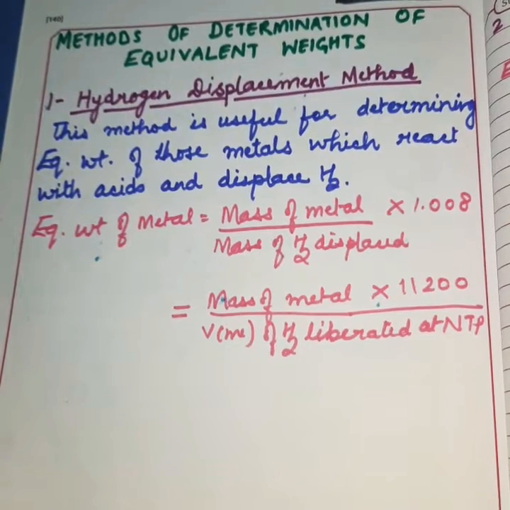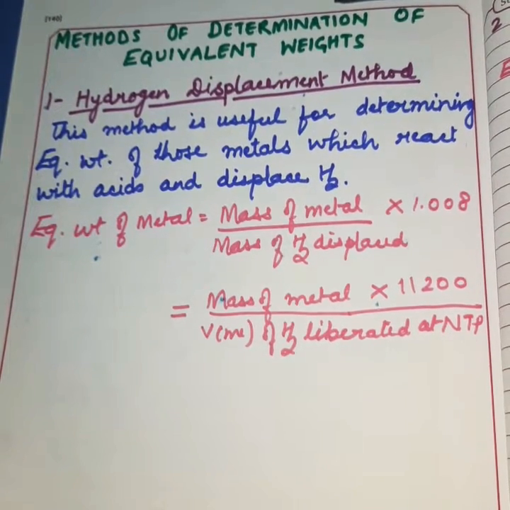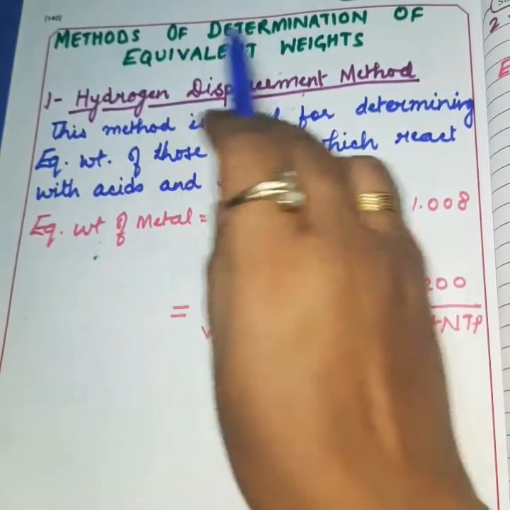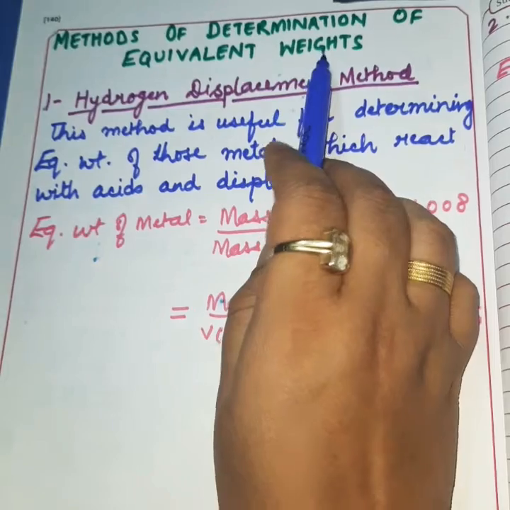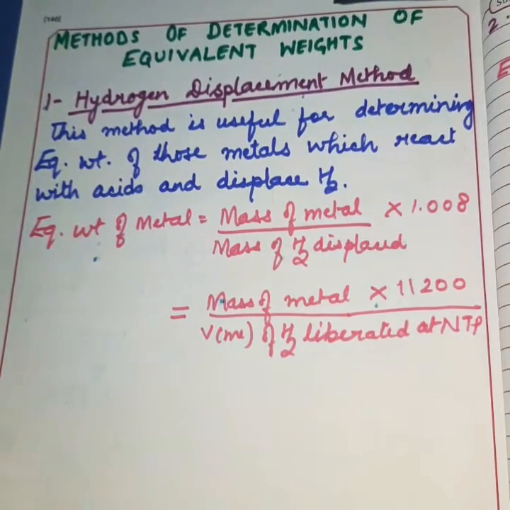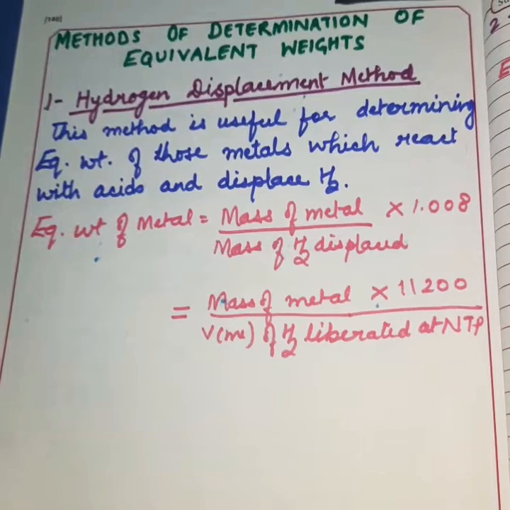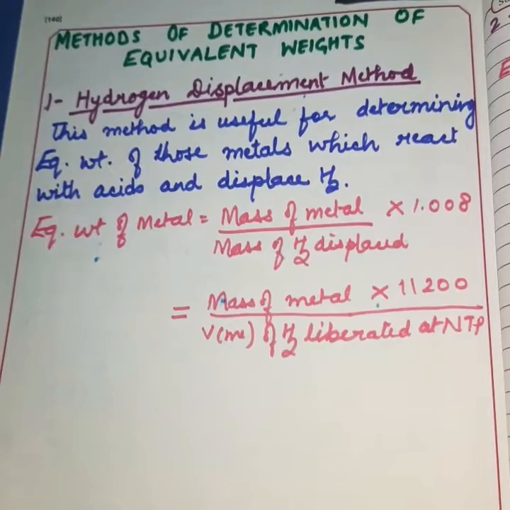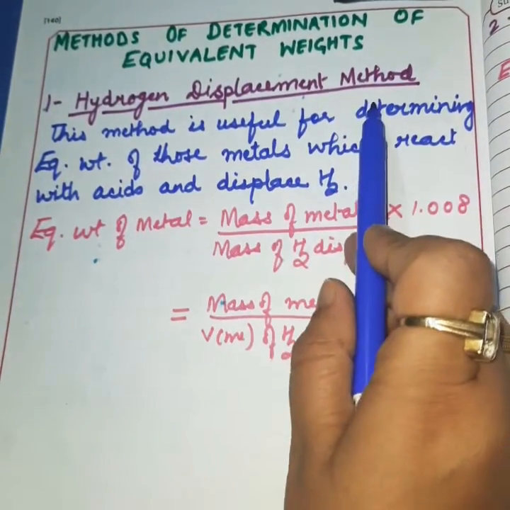Welcome, my dear students. This is a very important video where you will learn about the methods of determination of equivalent weight, means how to calculate equivalent weight of different substances, especially metals. Alright, so here we have different techniques to calculate equivalent weight of metals. In this category, the very first method is the hydrogen displacement method.